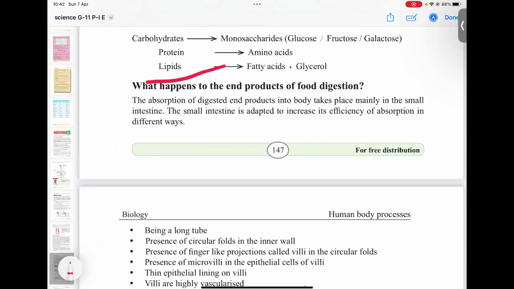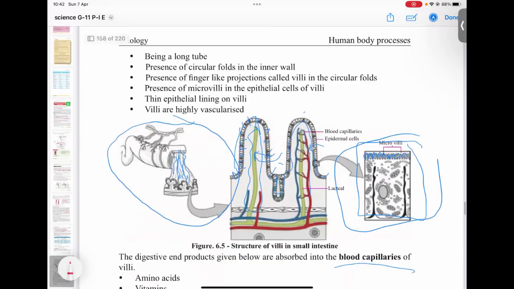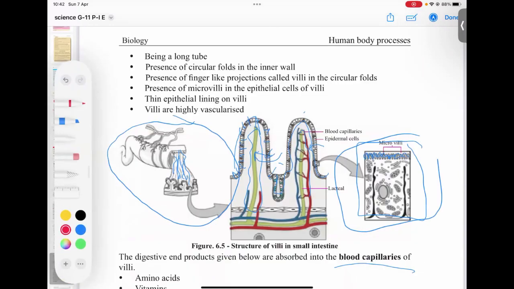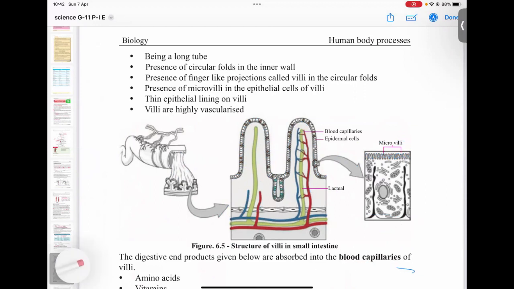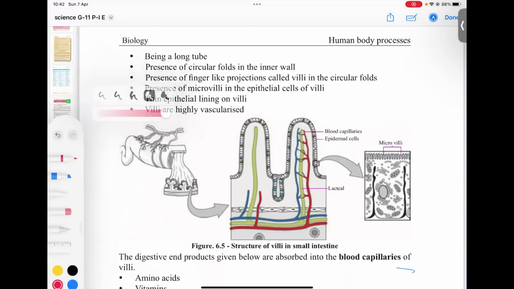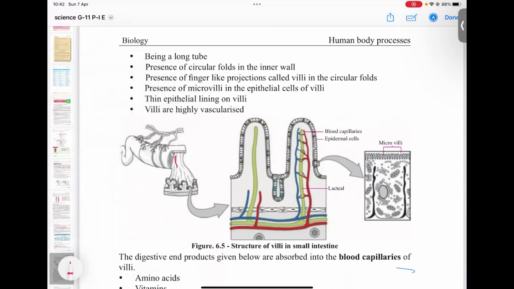Now we should know what happens to these end products of digestion. They should be absorbed somewhere. These digestive end products will be absorbed into the body mainly by the small intestine. The small intestine has to absorb so many of the nutrients we eat, so it is adapted to increase its efficiency. It has a long tube, I told you it's 7 meters in length, and it has circular folds in the inner wall. So these are the circular folds.